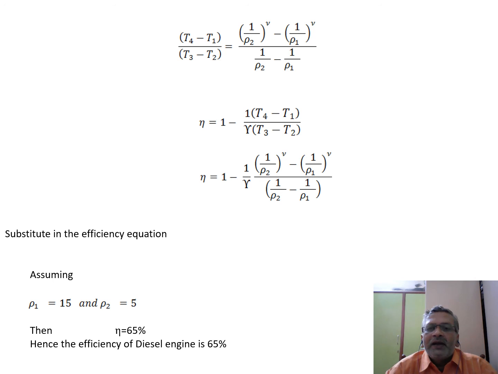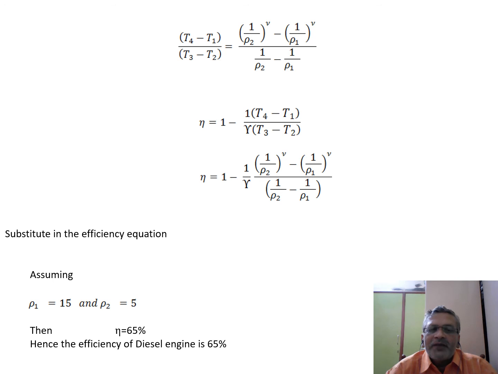And therefore, we substitute these values in the efficiency equation, which is given by eta is equal to 1 minus 1 divided by gamma into (T4 minus T1) divided by (T3 minus T2). Therefore, eta is equal to 1 minus 1 divided by gamma into (1 upon rho 2 raised to gamma minus 1 upon rho 1 raised to gamma) divided by (1 upon rho 2 minus 1 upon rho 1).